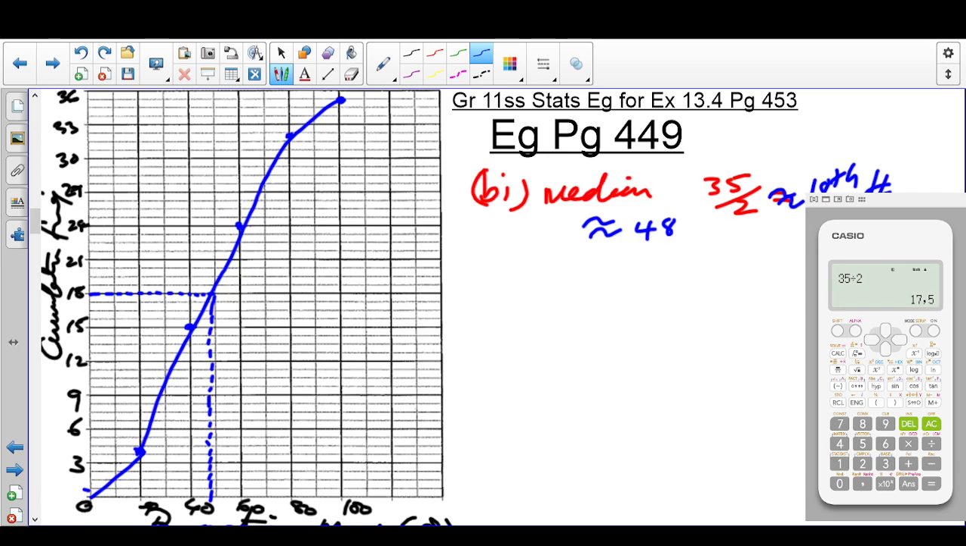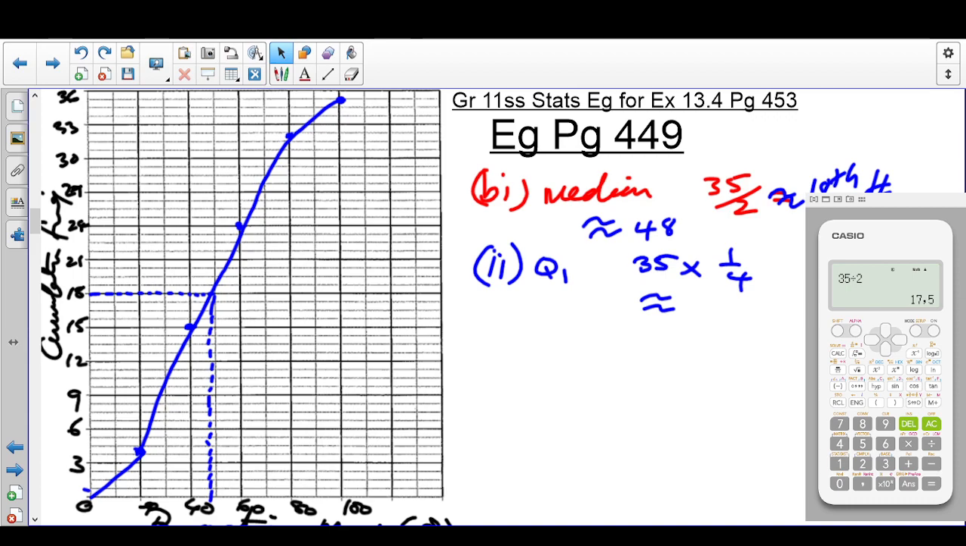Then I want you to work out your lower quartile, or quartile 1. Since there are 18 numbers, 18 divided by 2 gives the 9th number. Or we say quartile 1 is worked out by 35 multiplied by 1 over 4, since there are 35 entries. So we work out 35 divided by 4, which gives us an answer of 8.75, which is approximately the 9th number.